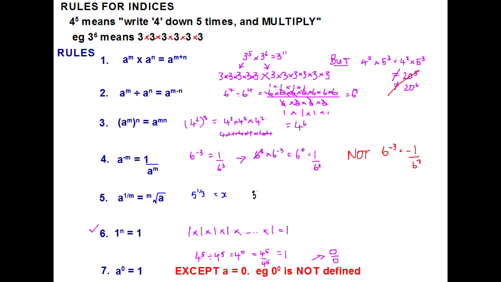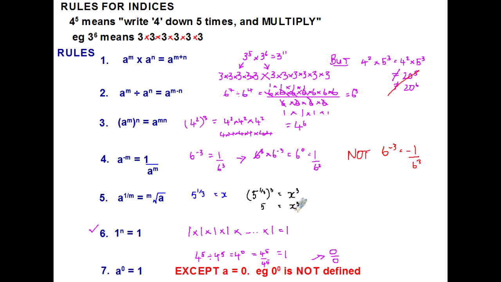And then what I'm going to do is cube both sides. I'm going to raise both sides to the power of 3. So if I raise 5 to the third to the power of 3, I've got to raise x to the power of 3. But if we look at rule 3, a number to a power and then raise all that to a power, what do we do with the powers? We multiply them. And a third times 3 is 1. So x cubed is equal to 5.